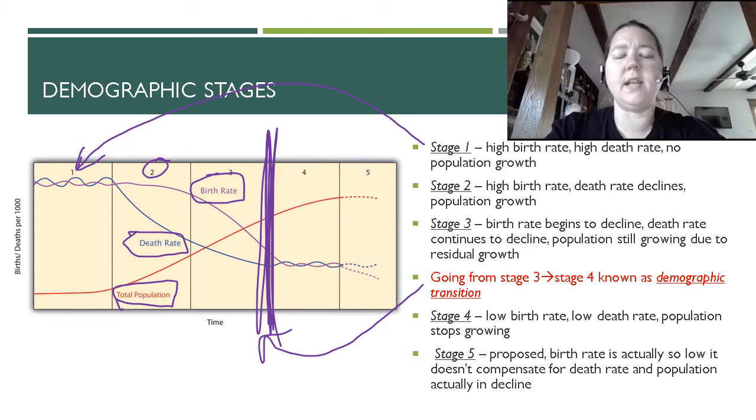Okay, and then like I said, stage 5 is a proposed stage. Demographers are starting to look at it because it's happening here in the US. For the most part, birth rate is actually so low that it's not compensating for the death rate. And so there's a chance population could actually be in decline because the births are not outnumbering the deaths or even equaling the deaths. So we're not getting the same number of people into the society as are leaving the society. And so they've proposed this stage 5.